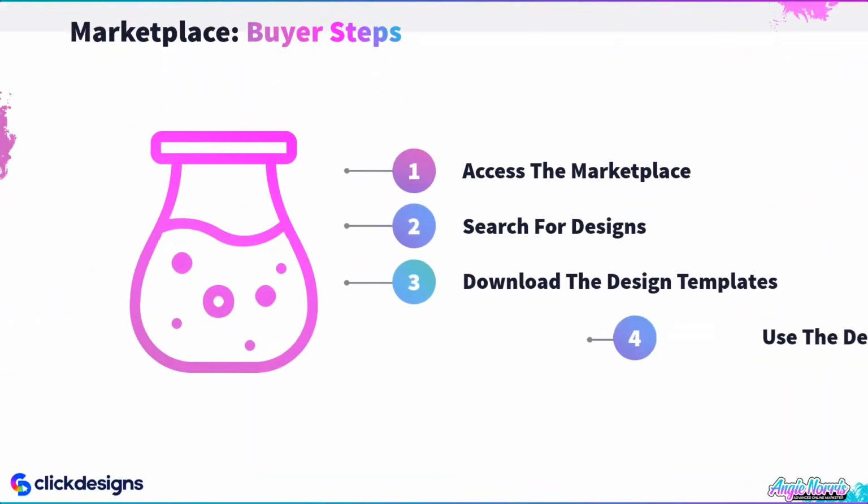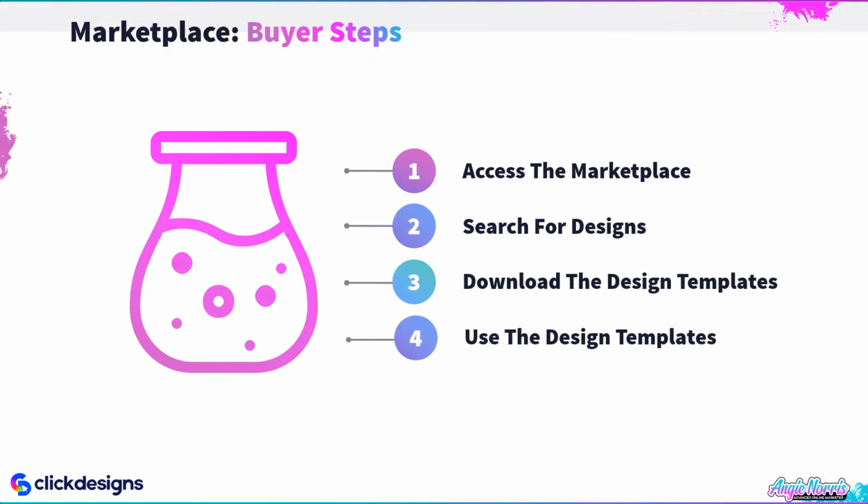And let me just quickly go over the 4 buyer steps. So as a buyer, how you get in there and how you can actually get and take advantage of some of these designs that people are making. So number 1 is access the marketplace. So inside your ClickDesigns dashboard on the top, it says marketplace. You click that. Number 2, you search for the designs.